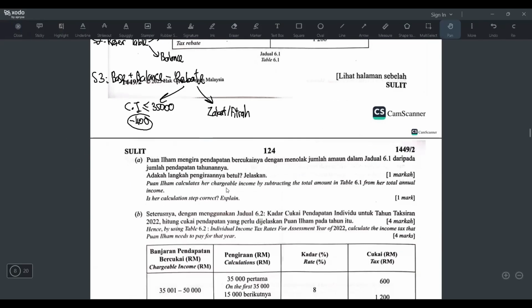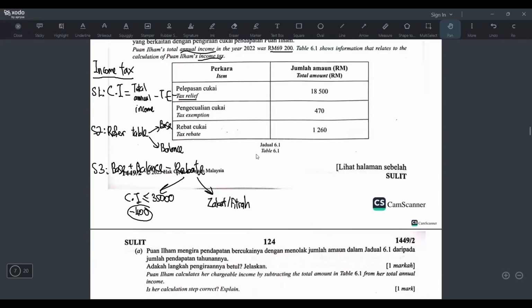Puan Ilham calculates her chargeable income by subtracting, means tolak, minus the total amount in table 6.1 from her total annual income. Is her calculation step correct? Explain. Okay, what does she want to calculate now? She wants to calculate chargeable income, pendapatan bercukai. And the formula I write here already. It's total annual income minus exemption minus relief. The total annual income is 69200. So minus with this, right?